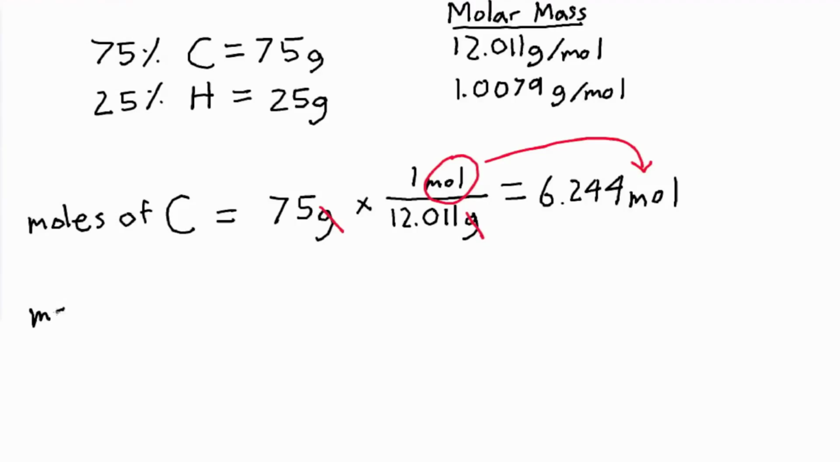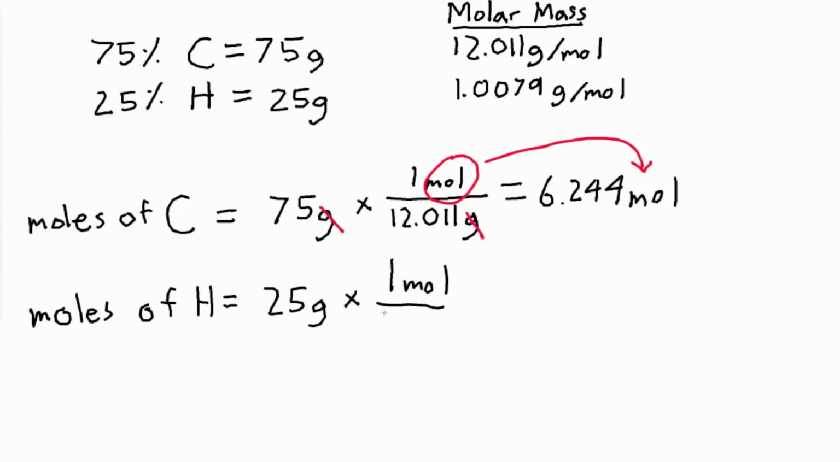Now we do the same thing for hydrogen. So moles of hydrogen will be equal to 25 grams divided by 1.0079. And so same thing as before, grams cancel. You're left with 25 divided by 1.0079, which is 24.804 moles.